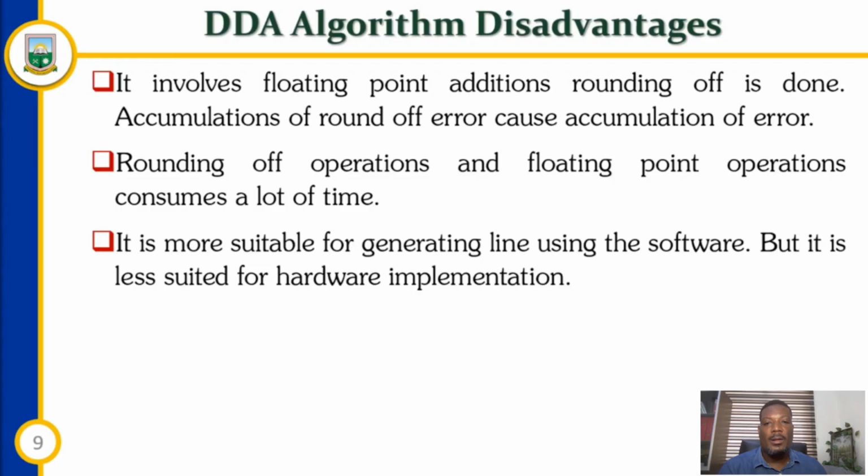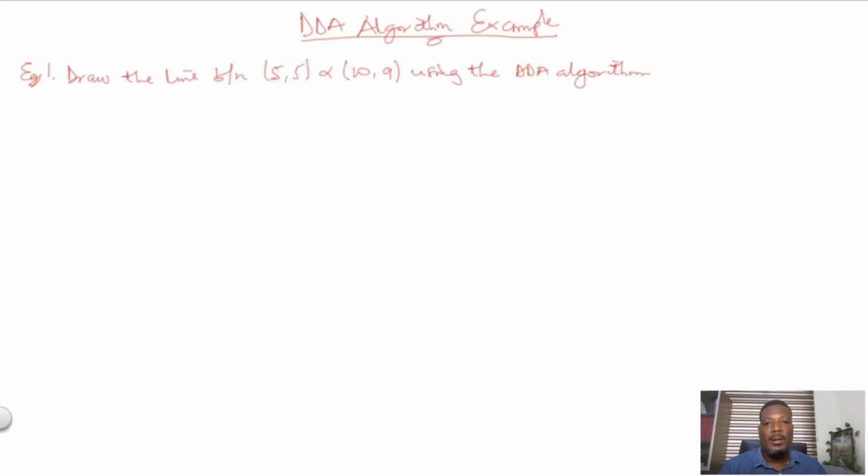And finally, it is more suitable for generating lines whenever you are using software. It is quite difficult and less suitable for hardware implementation. So when you think of the DDA algorithm, it is best to use this type of algorithm when you are considering its usage as software. But when you think about implementing it in hardware, it's less suitable. So this brings us to the end of the DDA algorithm.